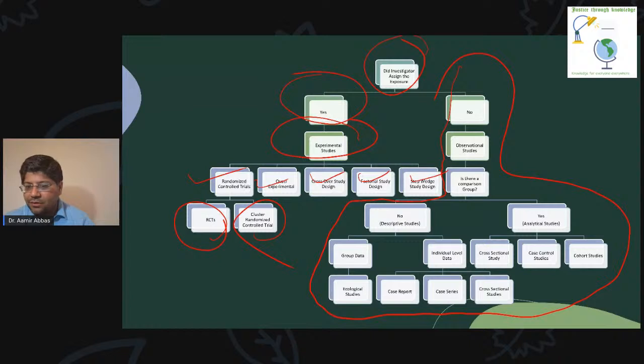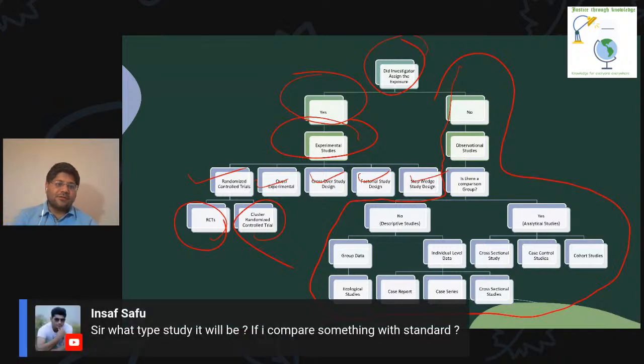So there is a question. What type of study it will be if I compare something with standard? So you need to remember something. This information is not enough for me to comment or answer your question. What are you comparing for? Are you checking for an association or causation or efficacy or effectiveness? That will give me the study design. So you need to be specific about what you are checking. You need to choose one of these terms or other terms which specify the scope of the research question, which we talked about in our first session.